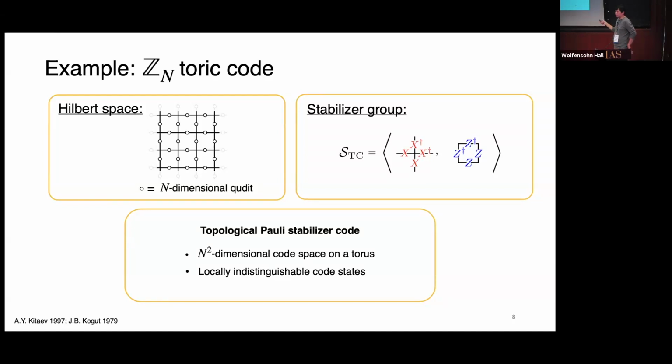And you can check that this satisfies all the requirements. It's translation invariant since we include this for every vertex and every plaquette. It's local. We explicitly have a set of local generators, and it's topological, which you can check. So if you put this on a finite torus, an L by L lattice, for example, then you get an n squared dimensional code space. And all of these code states are locally indistinguishable, and they are really logical states.